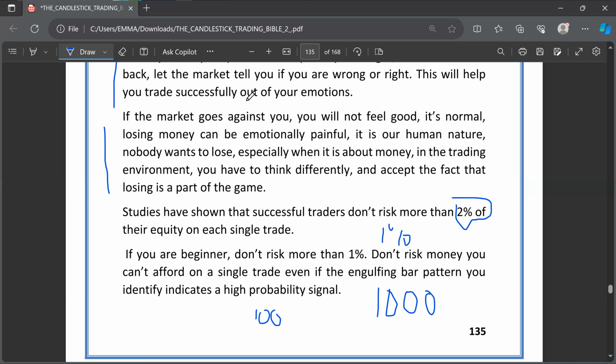1% of 1,000 is actually $10, right? So 1% of 1,000 is what? $10. So I don't risk more than $10 in case my capital is $1,000. The percentage is a universal thing. So always know how to do your calculation before you enter into a trade.